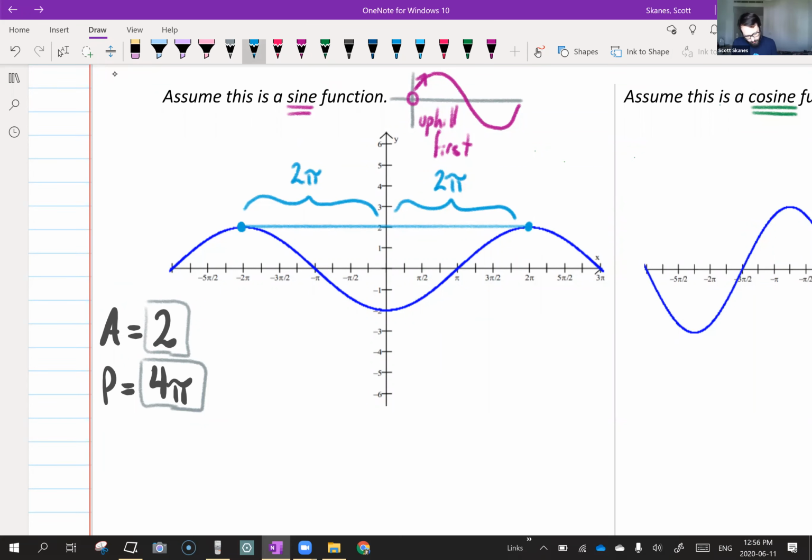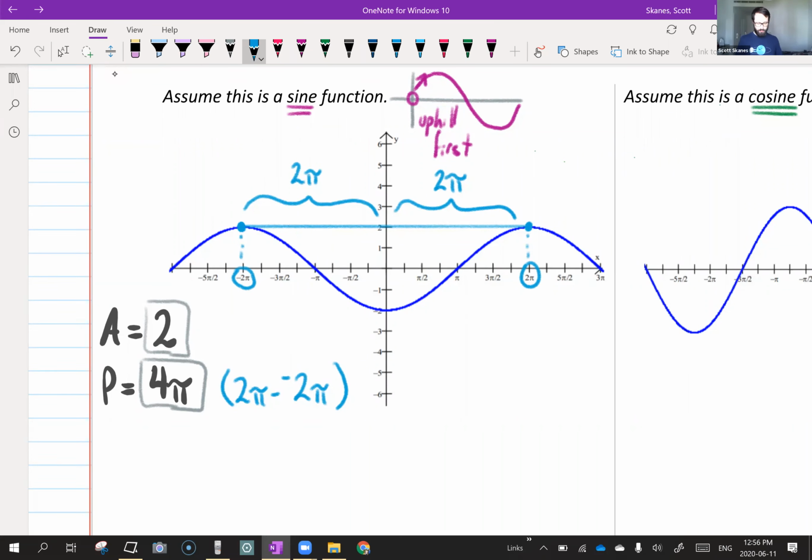So another way to figure out period, and many students prefer this method actually, is just look at where the start of your cycle is, whatever you've chosen, and then look at where the end of the cycle is and subtract them. So this would be final minus initial, or 2 pi minus negative 2 pi. That will also give you 4 pi. All right, so multiple ways of getting the same thing.